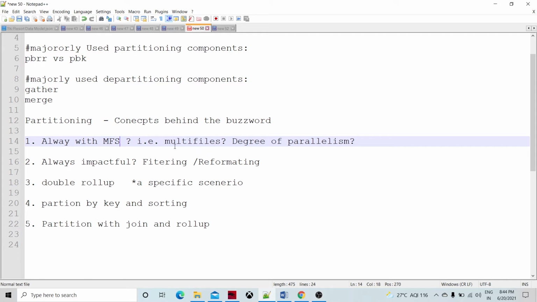The degree of parallelism would depend upon the number of serial files which we have assigned to the component in the custom layout, right? When we specify MFS, then the degree of parallelism would be the depth of the multifile system, right?